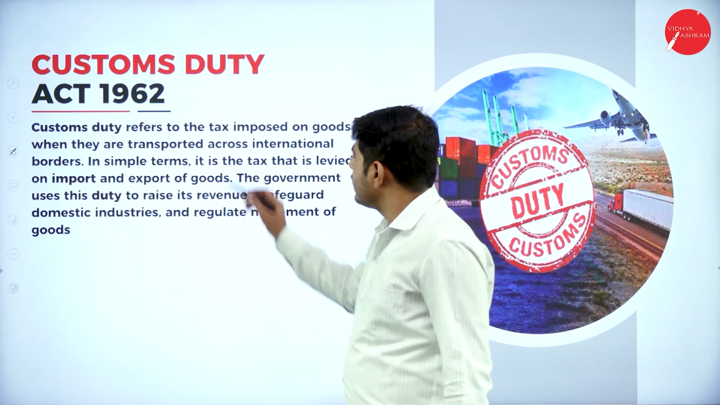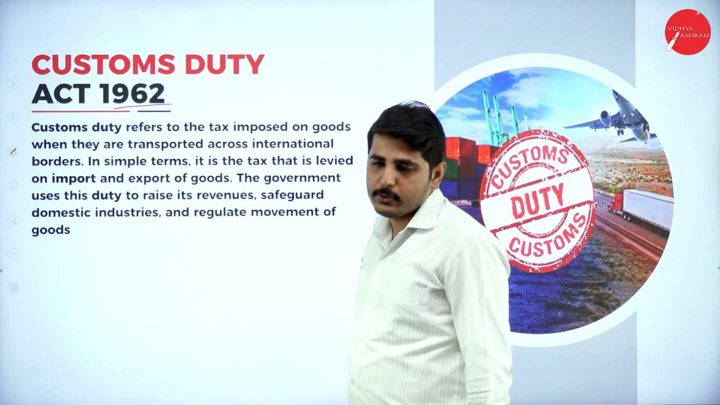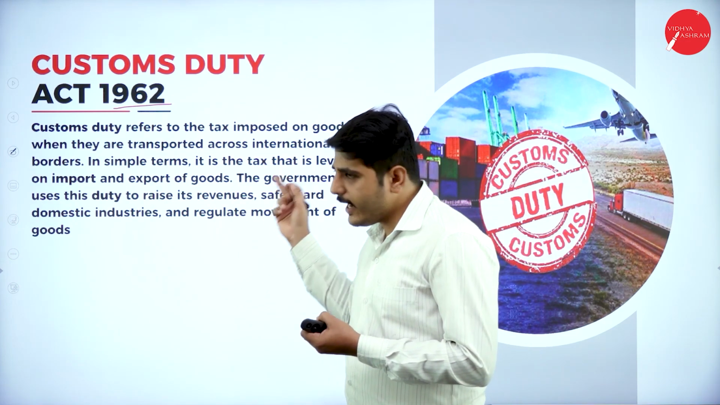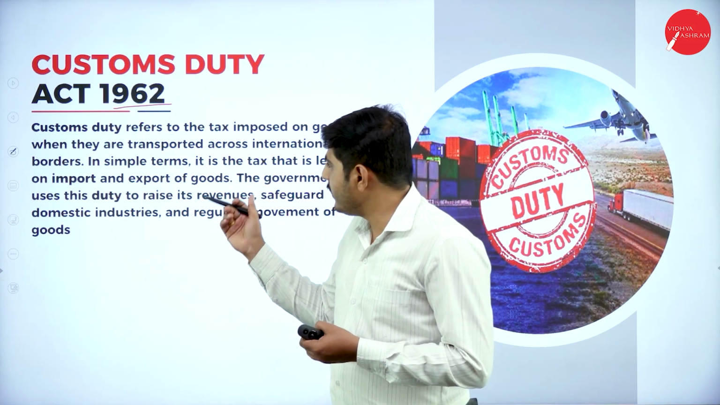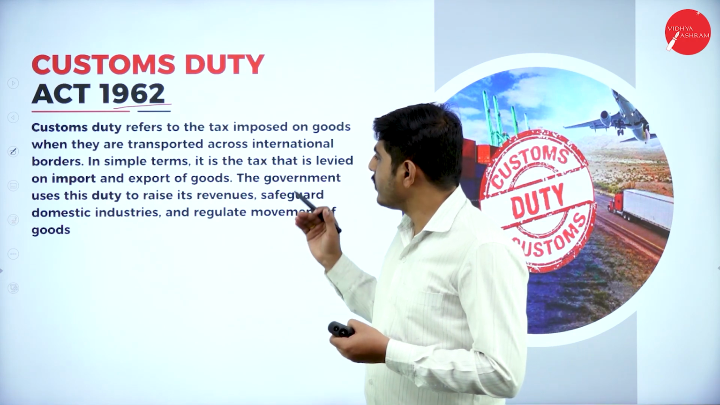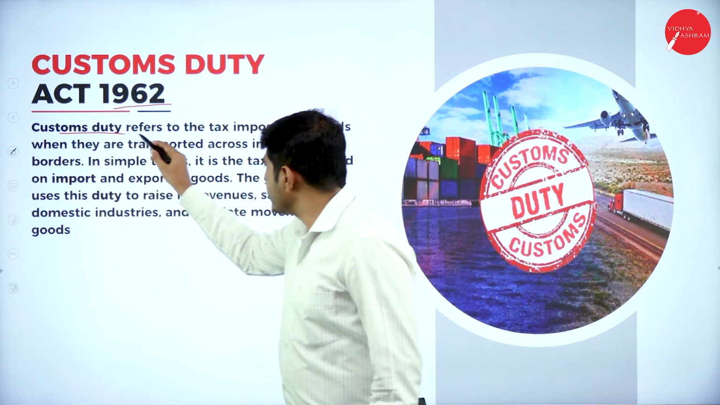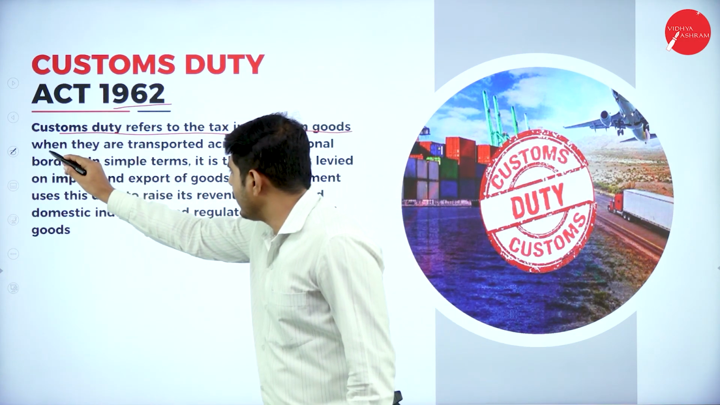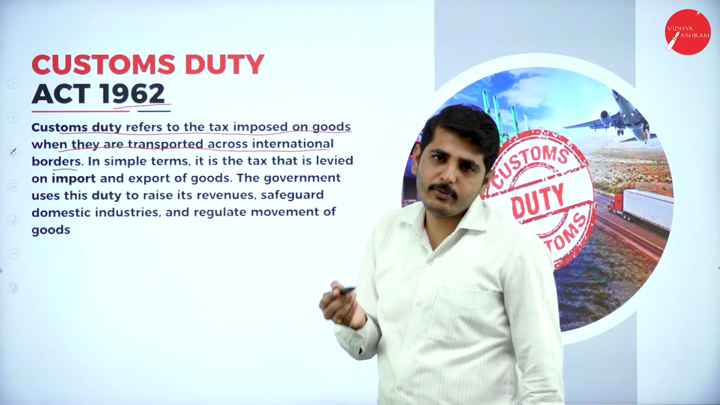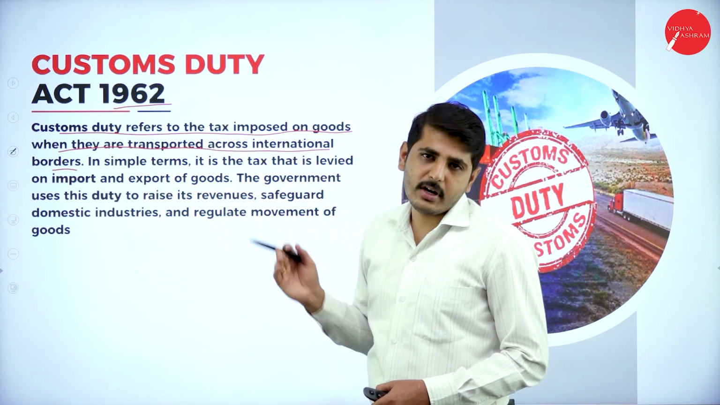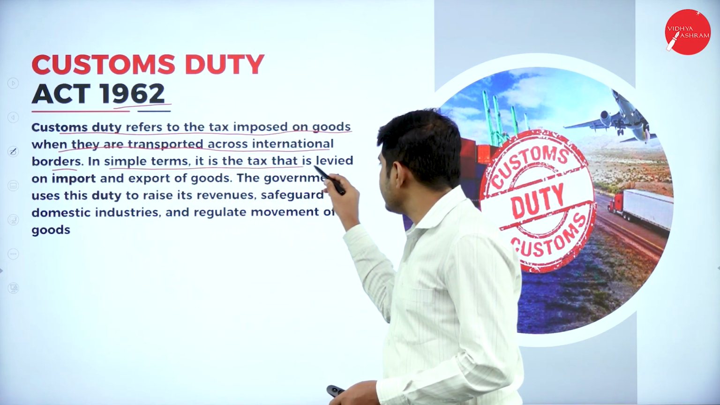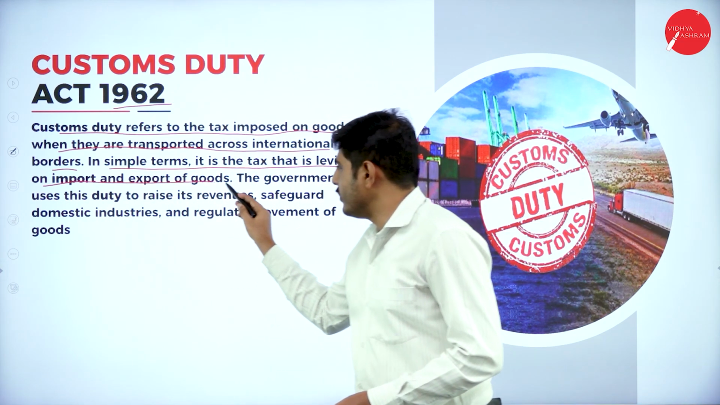The next chapter is the Customs Duty Act 1962. Under this chapter, we are going to study what the advantages of customs duty are and also why customs duty is imposed. Customs duty is imposed on purchase or import or export of goods from one country to another country. So, let's see the meaning. Customs duty refers to the tax imposed on goods when they are transported across international borders. For example, if we import goods from a foreign country or if we export goods to a foreign country, we have to pay the customs duty. In simple terms, it is the tax that is levied on import and export of goods.